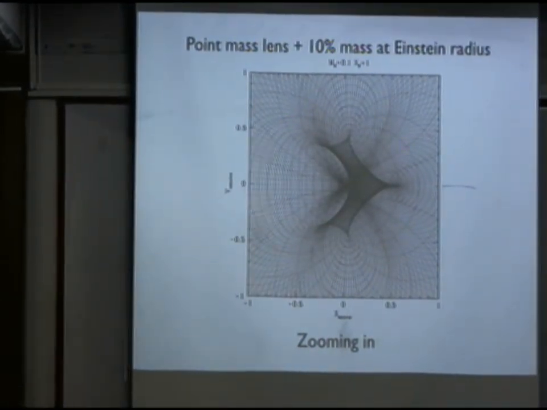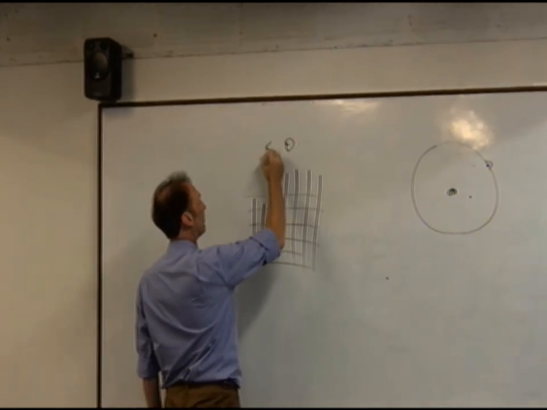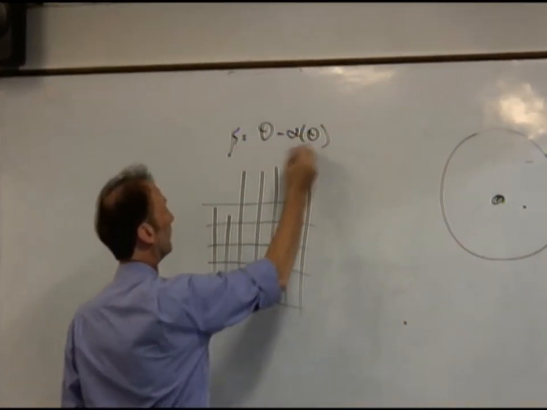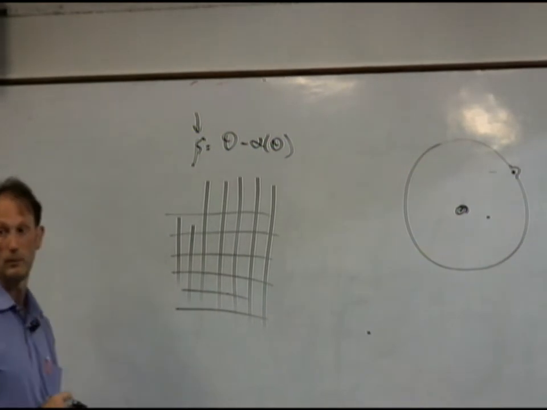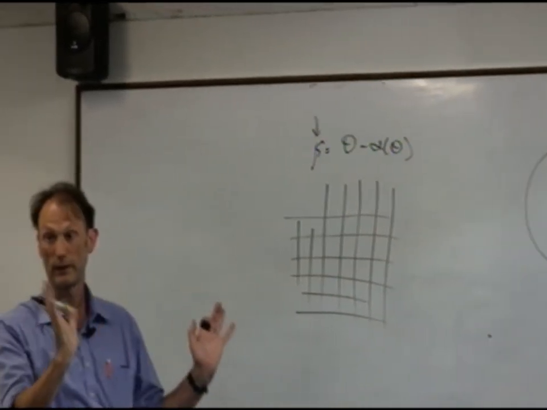But yeah, you just take a grid here, and then for every point on this grid, or for every point on each of these lines, you work out where in the source plane it would have been. So it's a 5-line computer program.